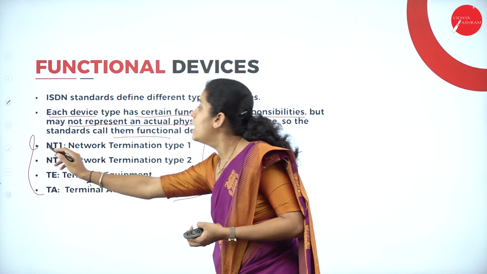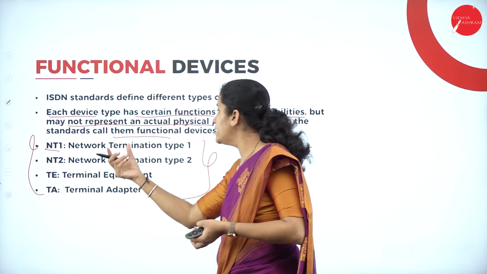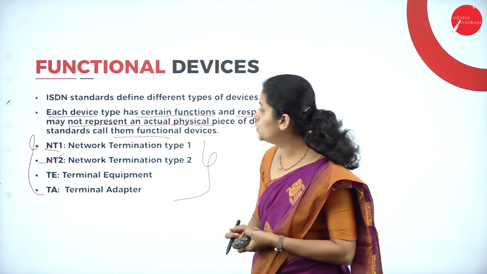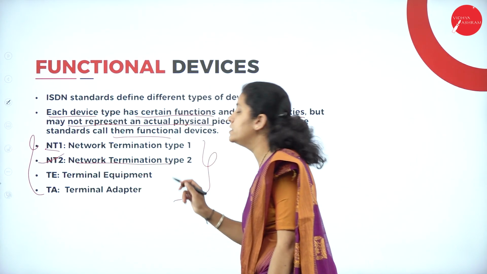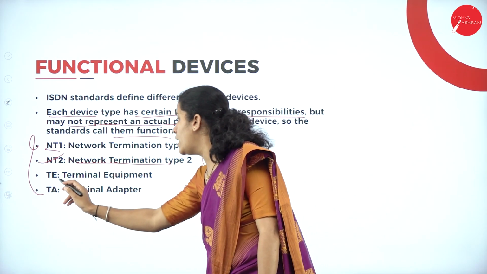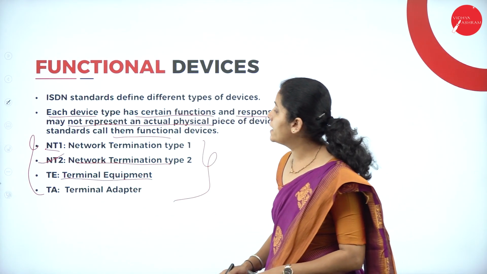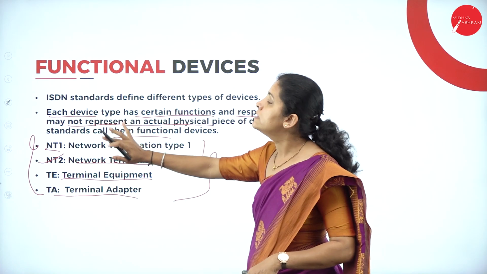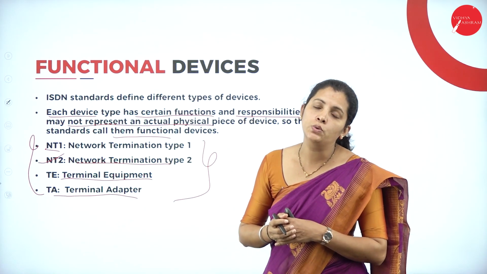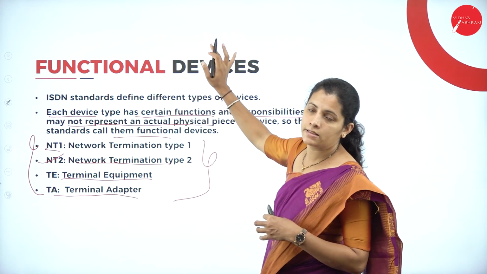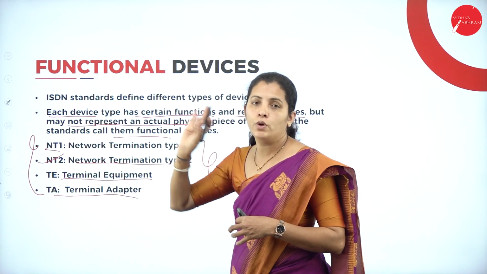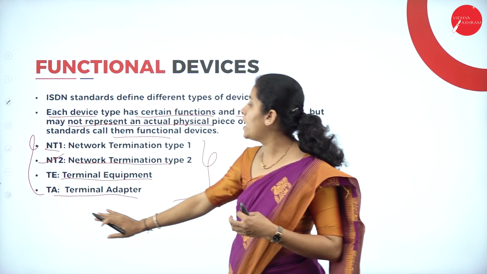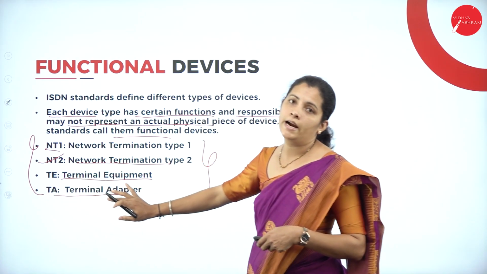In that, the first one is NT1, that is network termination type 1. Then we are going to have NT2, that is network termination type 2. Then we are going to have terminal equipment, and at the end we are going to have terminal adapter. So the ISDN is going to use 4 different functional devices: NT1, NT2, TE, and at the end TA, that is terminal adapter.